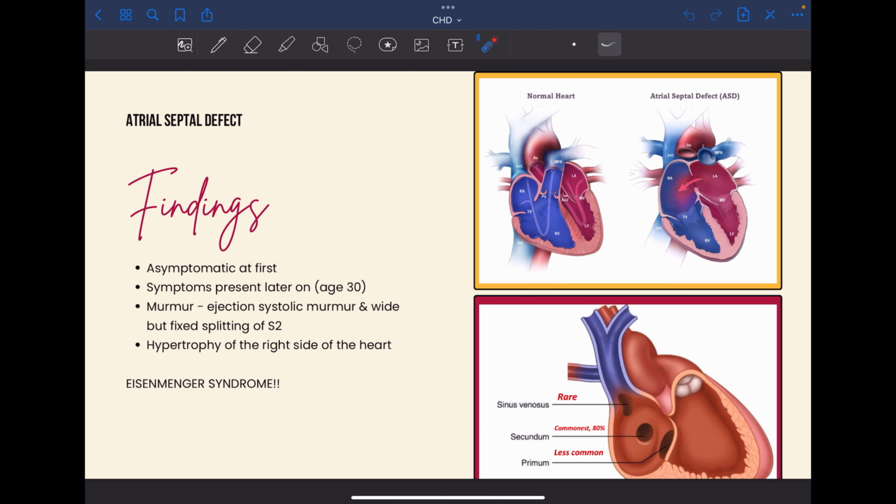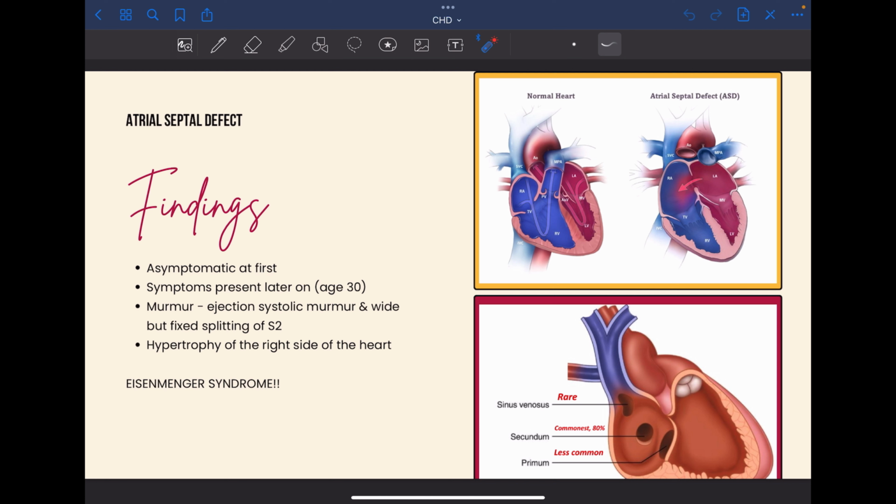Now, the symptoms later on happen at 30 or 40 years. This is because the blood reaching the right side is becoming excessive. So we're starting to see volume overload. So with time, the right ventricle and the right atrium start to hypertrophy. And this hypertrophy will cause a lot of problems, ultimately reaching pulmonary hypertension. And in pulmonary hypertension, in very severe cases, it becomes irreversible.